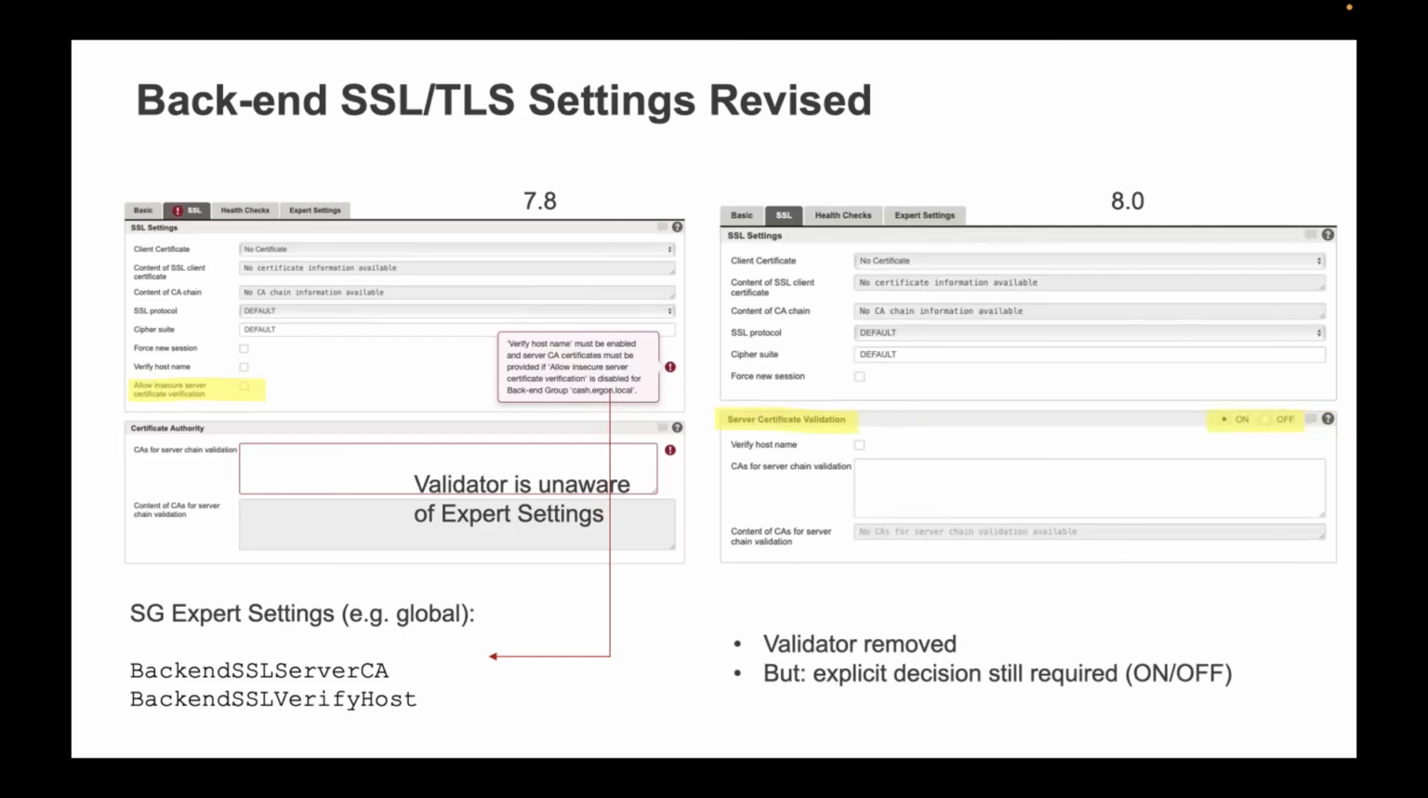So we revised this section in the configuration center. The validator has actually been removed, but it was important to us that it's still an explicit decision of the administrator whether to turn on server certificate validation or not. So we grouped all these settings together and added an on and off button to just make sure that you're taking this decision explicitly. And of course, the expert settings still work.